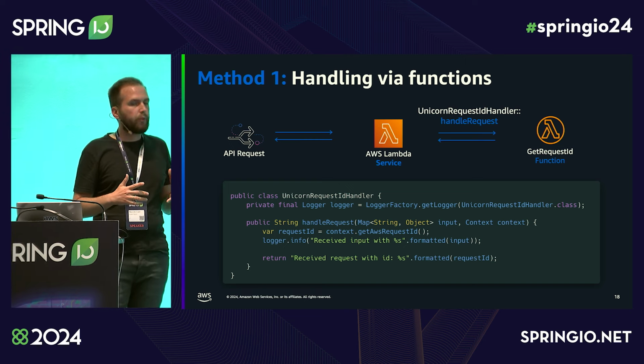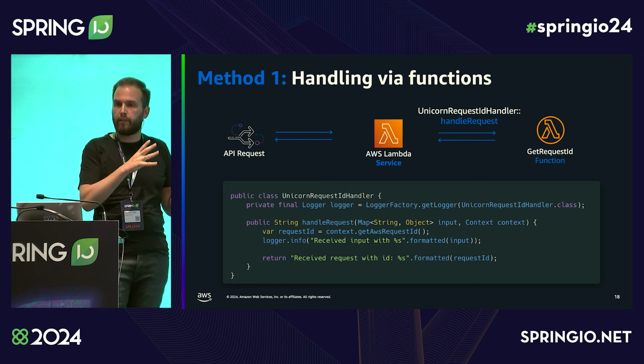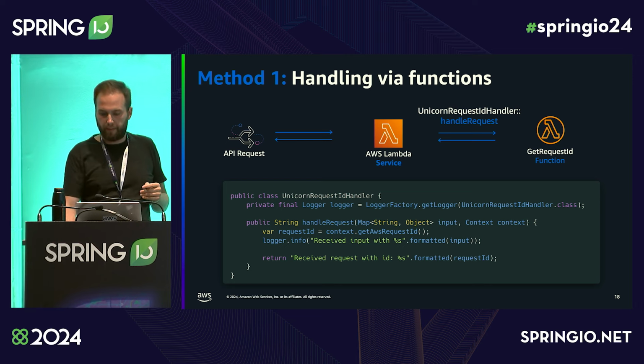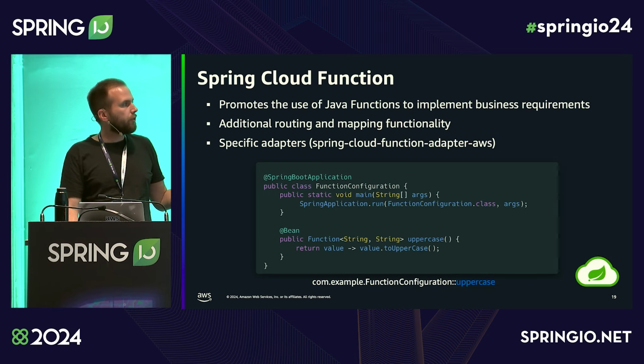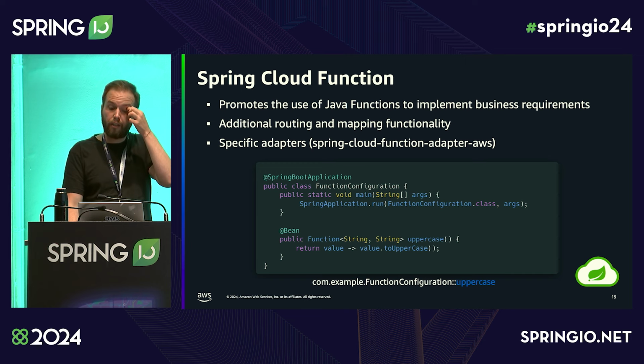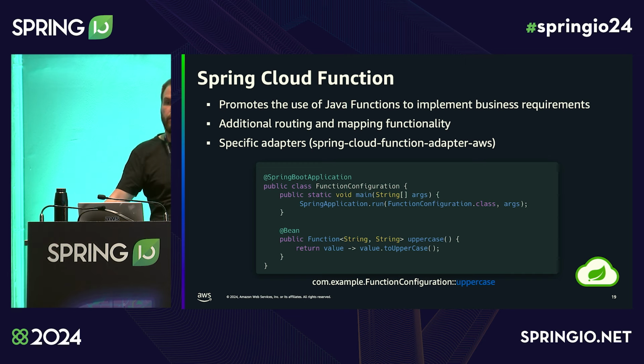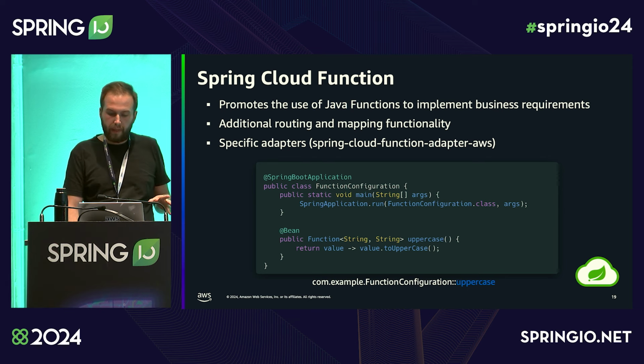However, the Spring ecosystem can really help you a lot in making that whole development easier. Therefore, to write functions in the Spring ecosystem, there is Spring Cloud Function. It allows you to leverage the familiar Spring Boot features that you know, like auto configuration and dependency injection. We will see a few examples. It promotes implementing the business logic via actual functions, so Java functions. And it also does type conversion.